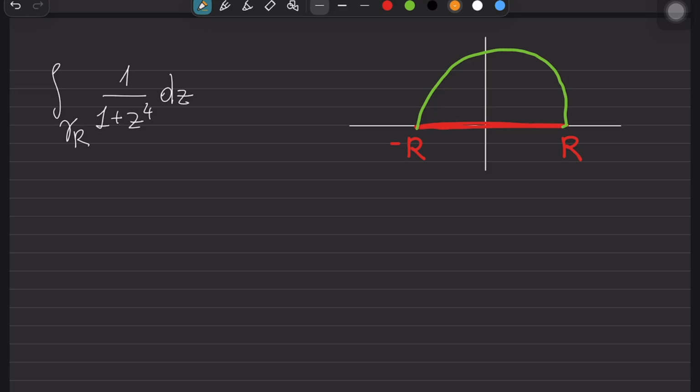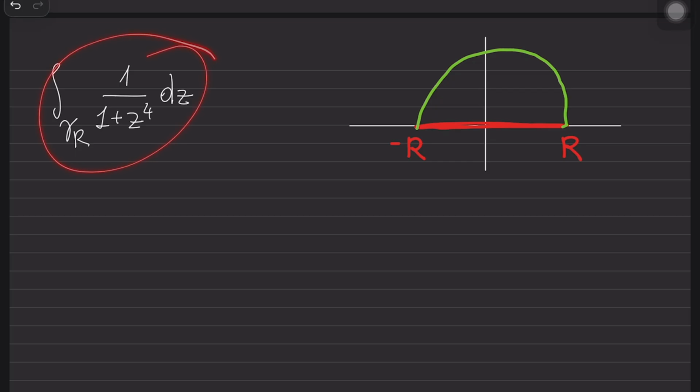So let's try to formalize a bit what we're seeing in the video. We are considering the function 1 over z to the power 4 plus 1 integrated along this Gamma R, which is this weird contour: this line between minus R and R, and this semicircle on top of it, all oriented counterclockwise. Okay, so our goal is to compute this integral in two ways.